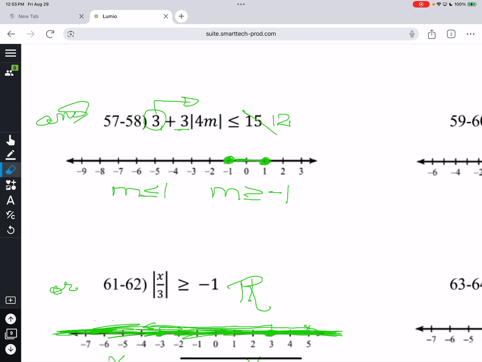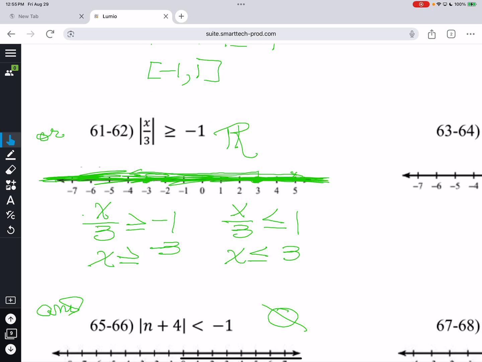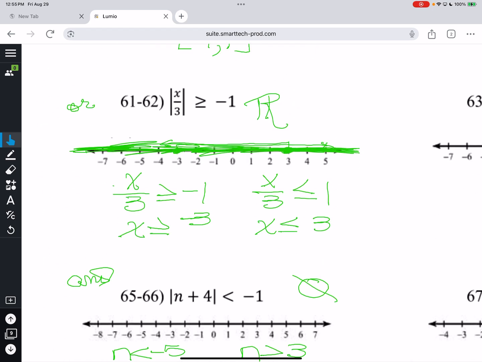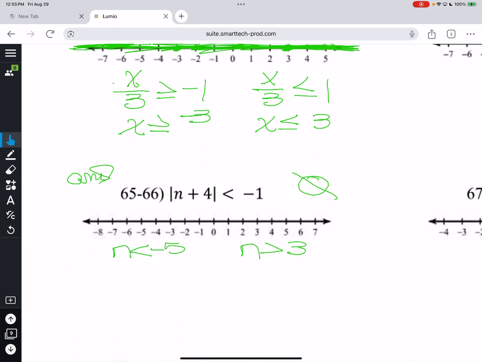Any questions about what we've done? Oh, tell me what the interval notation for 57, 58 would be, Tully. Bracket, -1, comma, 1 bracket. Perfect. For no solution, there's not going to be an interval notation. It's just the no solution.